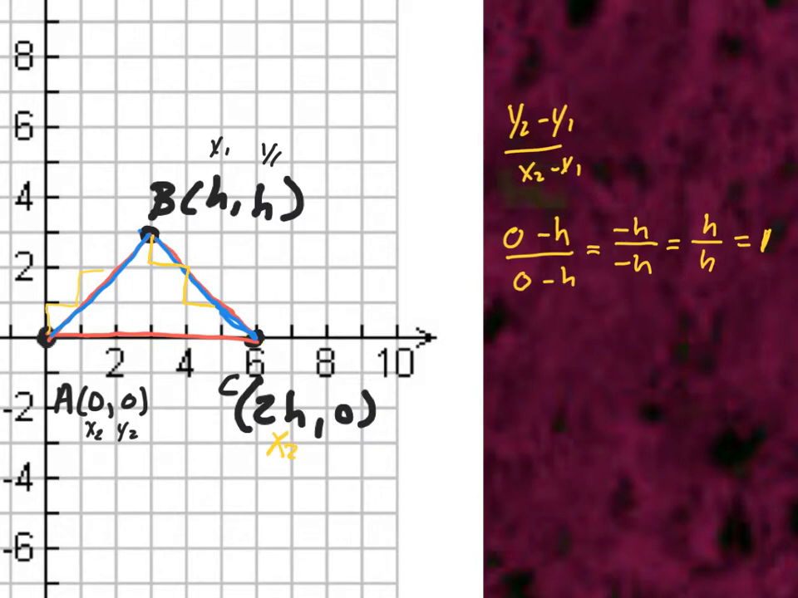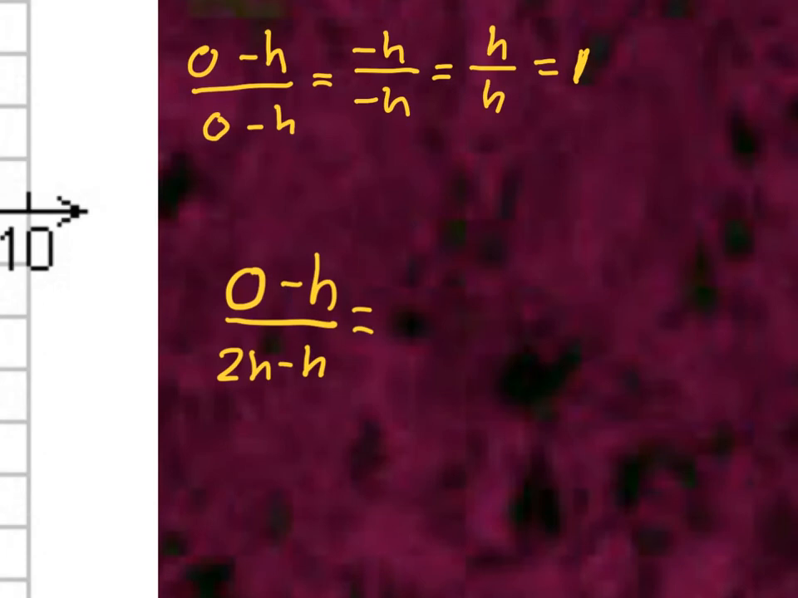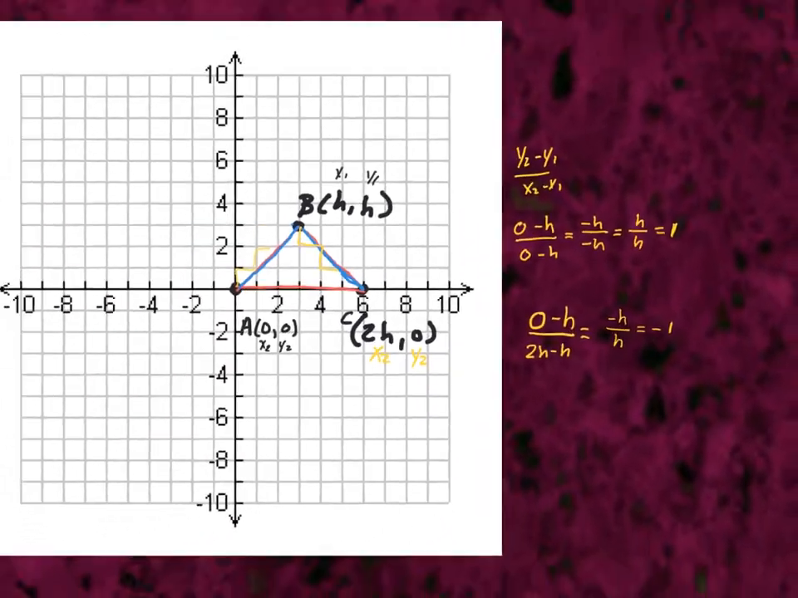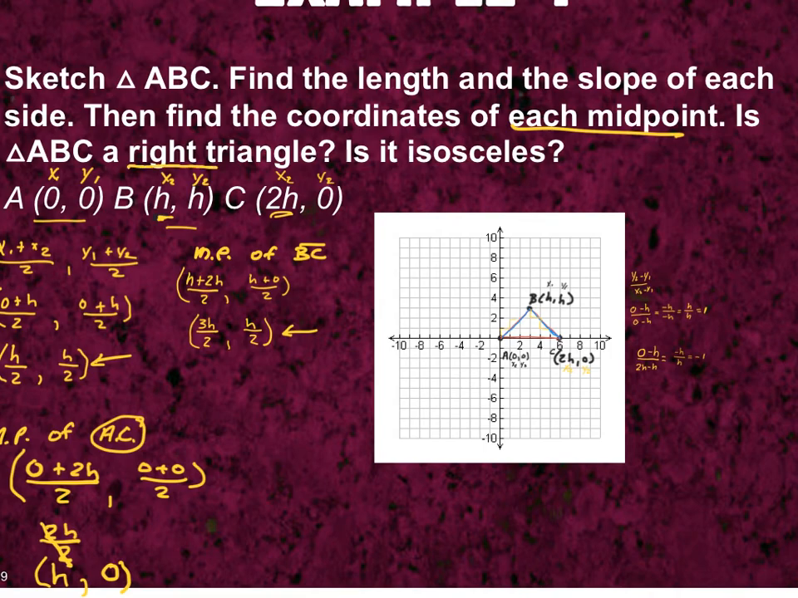So here's going to be my x2, y2, and we're going to use y2 minus y1 over x2 minus x1. What we get here is 0 minus h is negative h, and on the bottom, 2h minus h would just be 1h. Now, a negative over a positive will always be negative, and h over h, something over itself, will be negative 1. Notice one of the slopes is 1, the other one is negative 1. These two slopes are opposite reciprocals, meaning that this is, in fact, a right triangle.